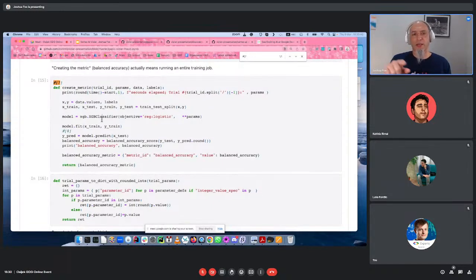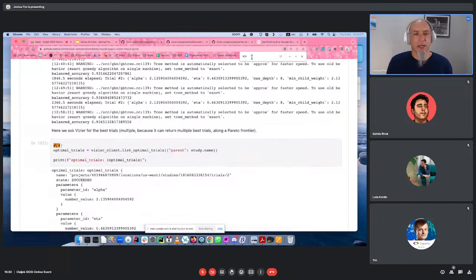I could do that. In fact, the other example, which we won't have time for, shows how to call the Google API. I could call an Amazon API. I could do anything. Oops, I shouldn't say that, but anyway. And here we're predicting. That's in order to calculate the metric. What is the balanced accuracy of that trial? At the end, I list the optimal trials.